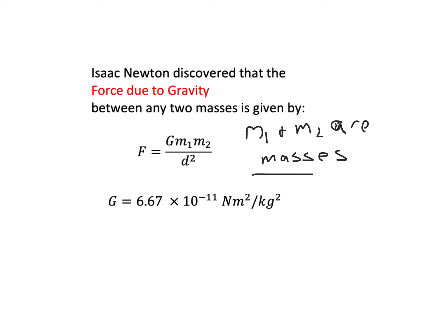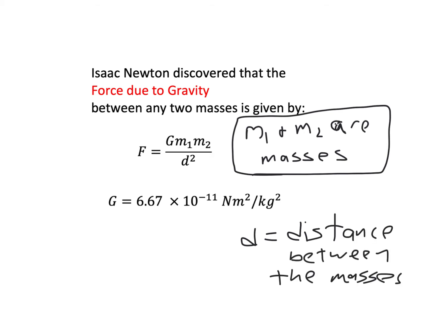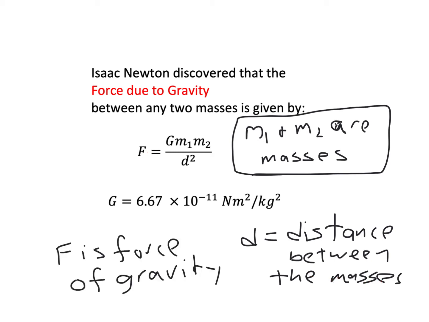So I've written it down for you that you can write down on your PowerPoint presentation. M1 and M2 are two masses, and d is the distance. Specifically, it's the distance between the two masses. And then, of course, our value F, that's the force of gravity. So that gives us the force of gravity is big G times M1 times M2, the two masses multiplied together, and then you divide it by the square of the distance.